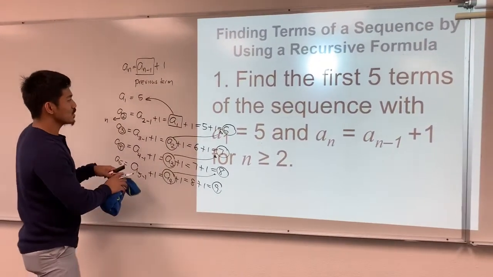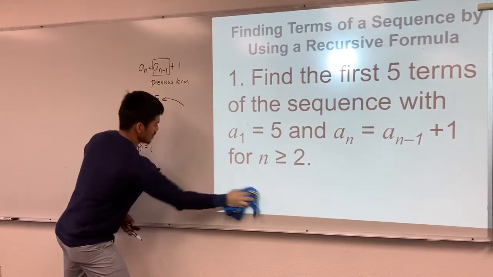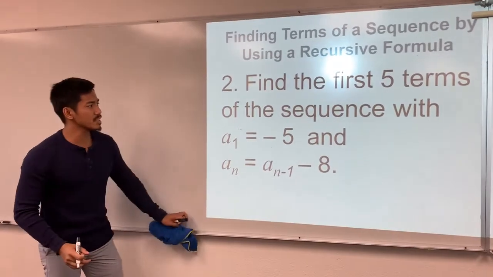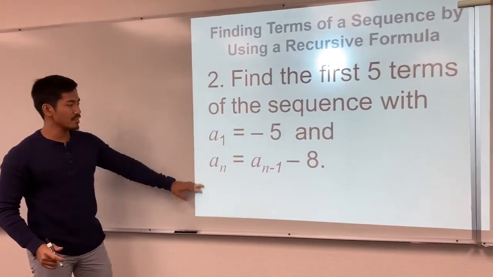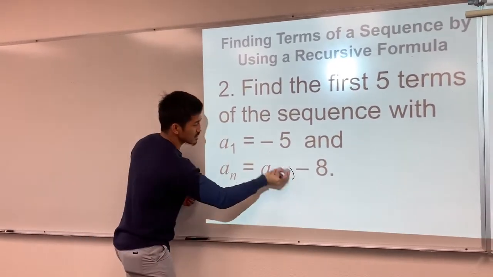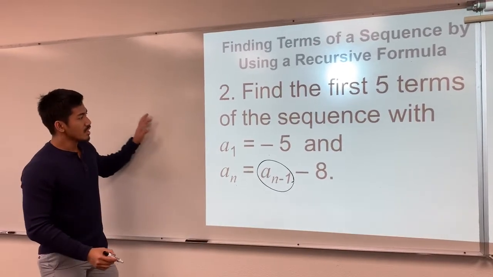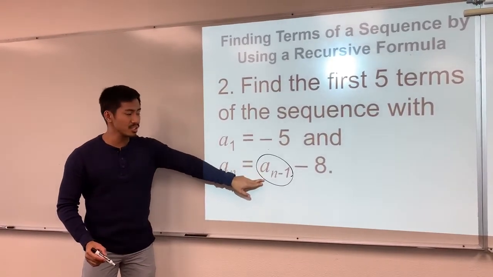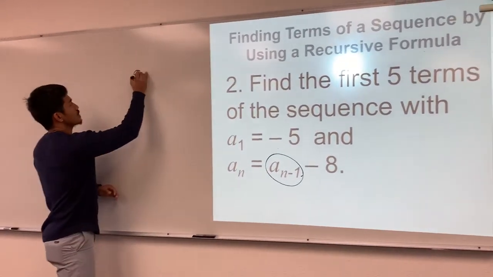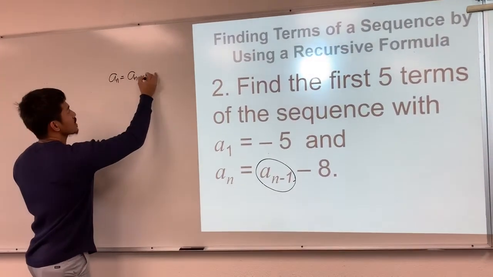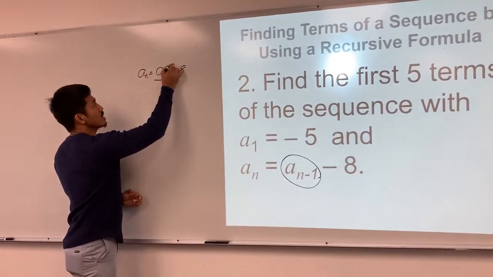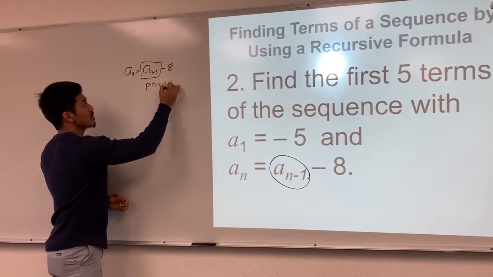Okay, let's go to the next example. Find the first 5 terms of the sequence with a sub 1 equals negative 5, and this is the formula. How would we know if it's recursive? This notation would tell you that it's recursive. Every time you see this, similar to the previous one, that tells you this is a recursive formula. Okay, we're going to list again. a sub n equals a sub n minus 1 minus 8. Again, this one means one term prior to the one you're looking for, so basically this is the previous term.